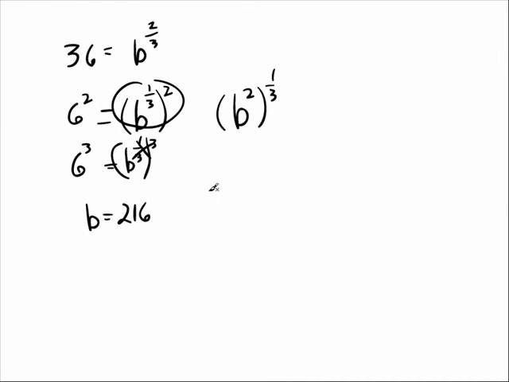No, not positive. What times itself times itself? Negative, right? Negative 6 times negative 6 times negative 6. Would you agree? Times negative 6 times negative 6 equals what? Negative 216, right? So if b is negative 216, the cube root of negative 216 is negative 6. What's negative 6 squared? It's positive 36. So both of them work, don't they?